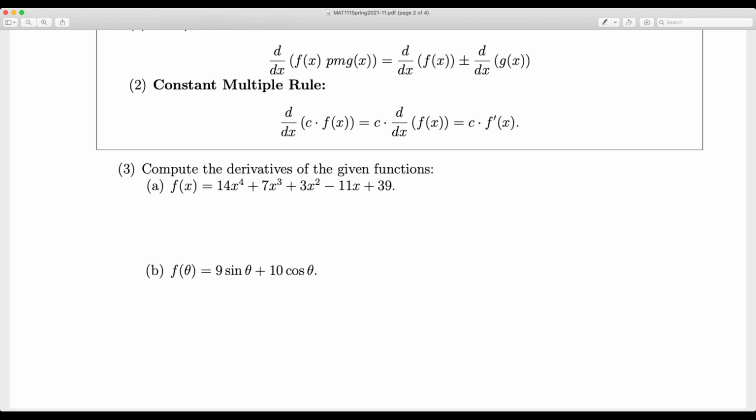Okay, so that's pretty easy, right? Now, warning, this does not work with multiplication and division. There's other rules for that that are a bit more complicated. So it is unfortunately not true that the derivative of a product is the product of the derivatives. It turns out to be more complicated than that. And we'll talk about that on Monday.